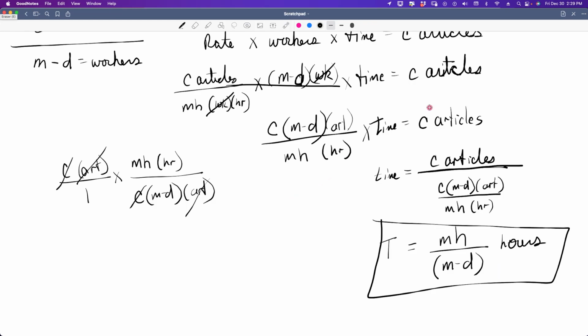So let's erase this and go on to the last problem for this lesson. And it's kind of difficult, but we're going to wrap our heads around it. We're going to do it.